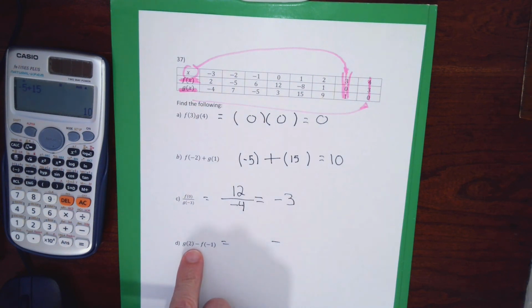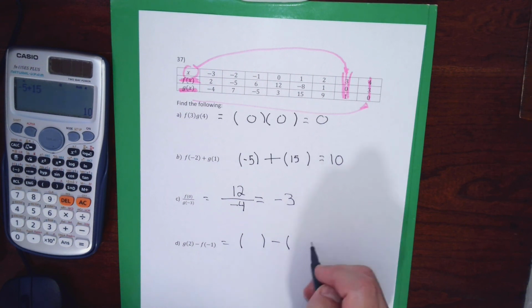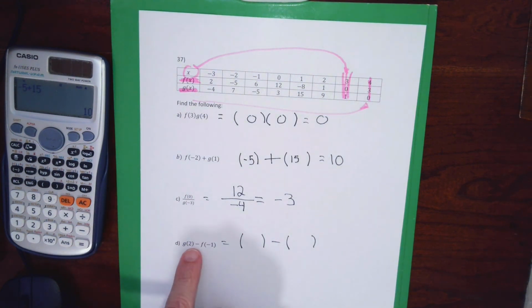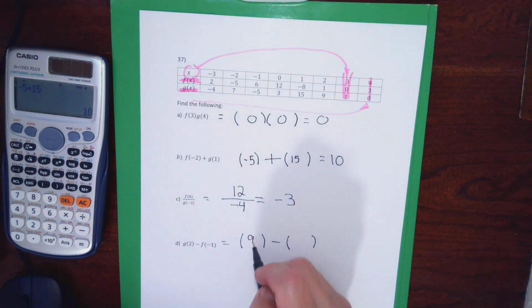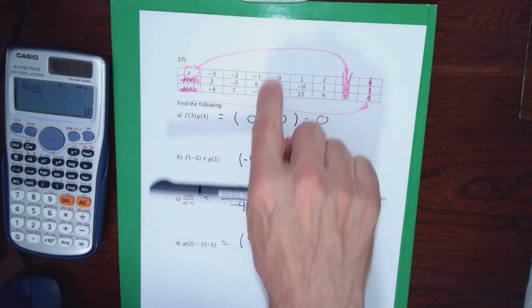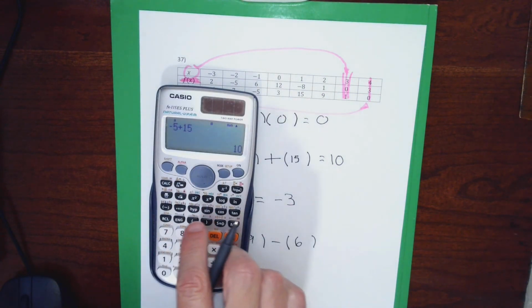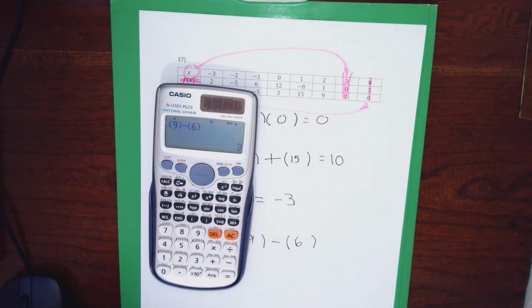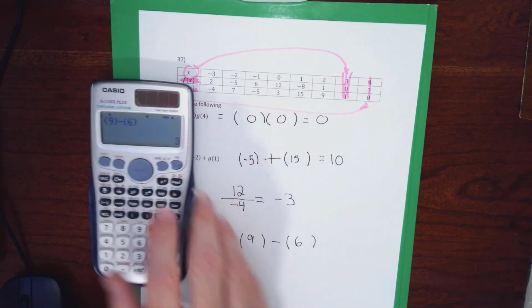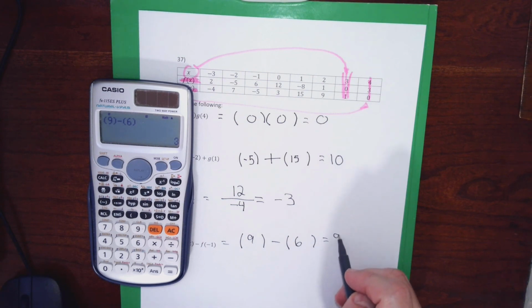For D, I'm going to put a minus sign. Usually I need parentheses with minuses. I probably really don't need them here because I'm only putting a single number in. For the g of 2, I'm going to plug in 9. For the f of -1, I'm going to plug in 6. So this is just parentheses 9 minus parentheses 6 are 3. And I could drop both parentheses without doing any modification.